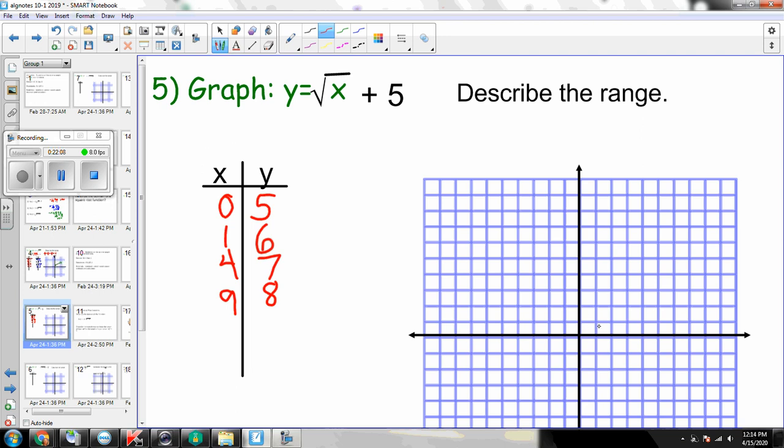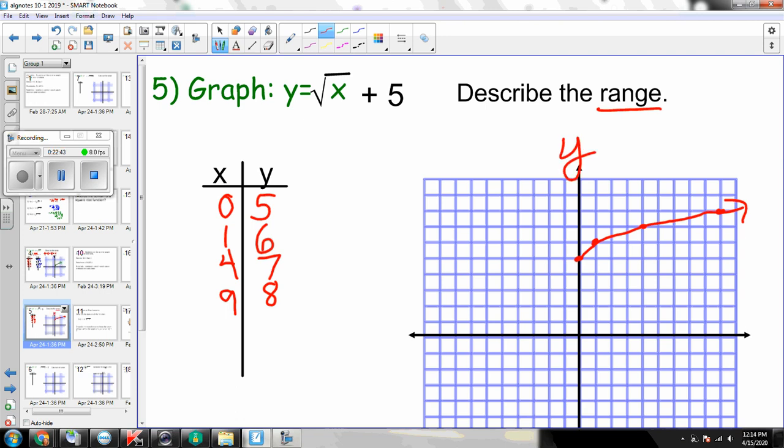So if I graph 0, 5, that means don't go left or right, go up 5. 1, 6 is right 1, up 6. 4, 7 would be right 4, up 7. And 9, 8 would be right 9, up 8. Okay, so if I try to connect these points, and put an arrow at the end because it's going to keep on going, this is what my graph would look like.